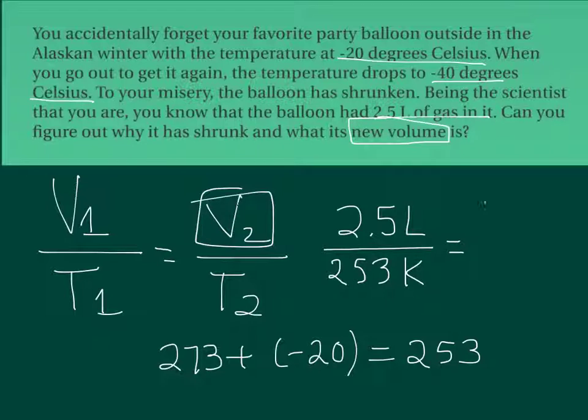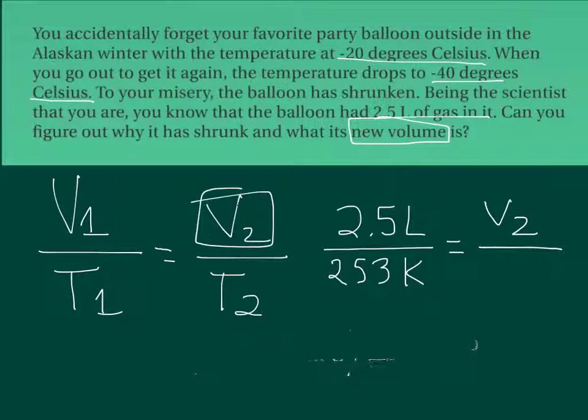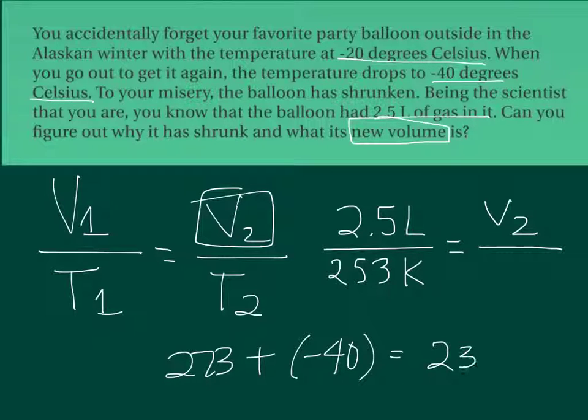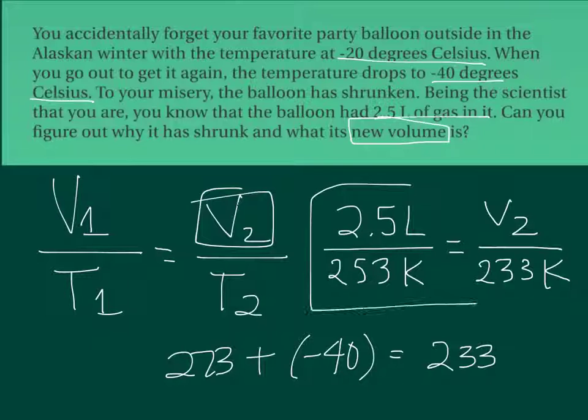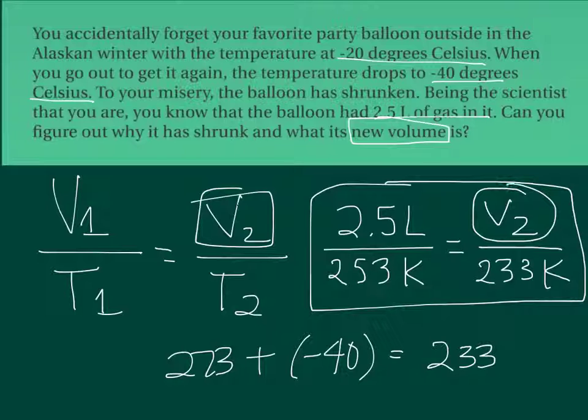Now remember, we're looking for V2, so we just leave that there. And then T2 would be negative 40 degrees Celsius, but again, we have to convert it to kelvins, so that would be 273 plus negative 40 equals 233. So there's our equation. Now, we have to be able to solve this and separate this variable from the rest of it so that we know what that equals.